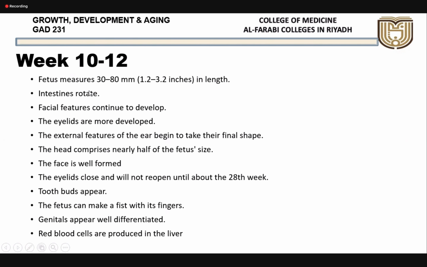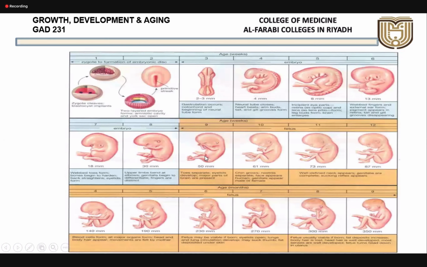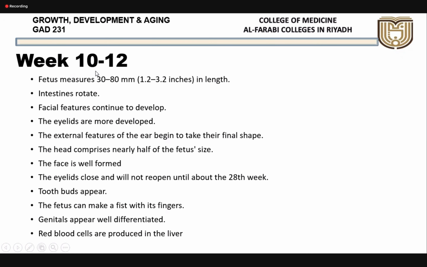Now the fetus has some features. As you can see here, the limbs are there, the upper limb, lower limb, head, the trunk, everything. Now it measures almost 30 to 80 millimeters. 30 to 80 millimeters will be the size of the fetus, which in inches is 1 to 3 inches in total length.